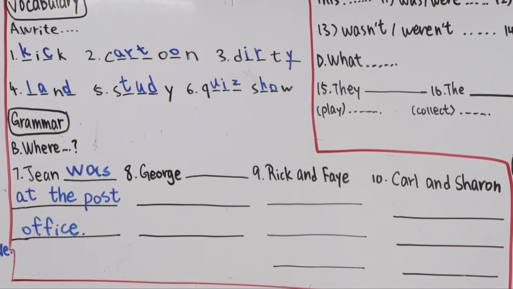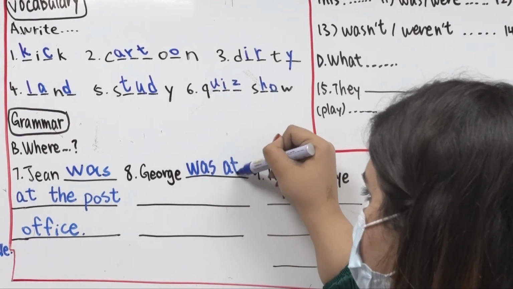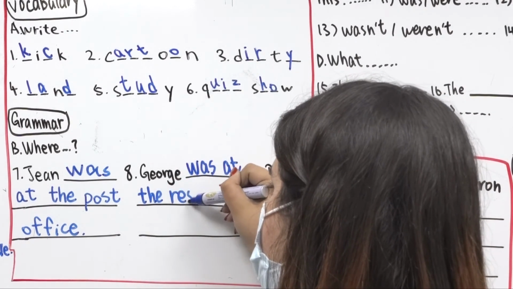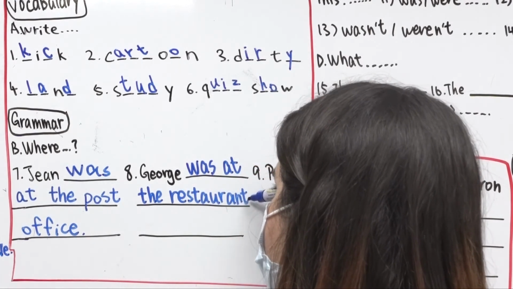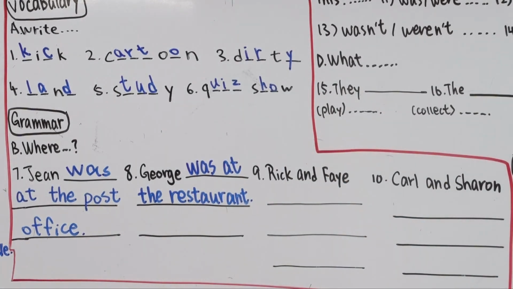Alright, number 8, as I said, the biggest hint is tables and chairs, and the manual, right? So where was George yesterday? George was at the restaurant, right? George was at the restaurant yesterday.